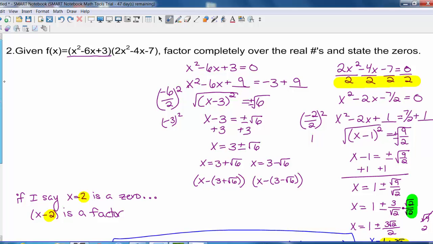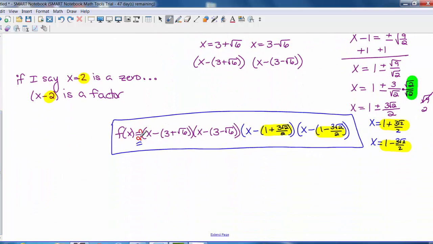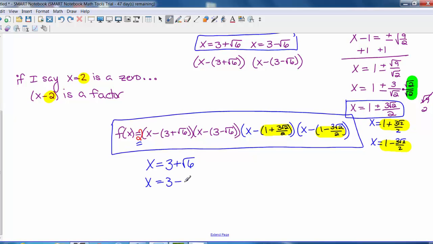So then it says state the zeros. So this 2 doesn't have a 0. My 0 here, notice guys, I really already have my zeros. I already found them. We found our zeros and then worked backwards. So right there in this blue box and this blue box are my zeros. So all I have to do is restate it. X is equal to 3 plus the square root of 6. X is equal to 3 minus the square root of 6. X is equal to 1 plus 3 square roots of 2 over 2. And x is equal to 1 minus 3 square roots of 2 over 2. And these are all my zeros.